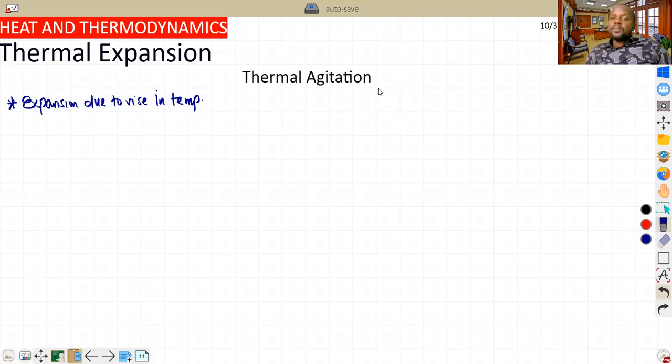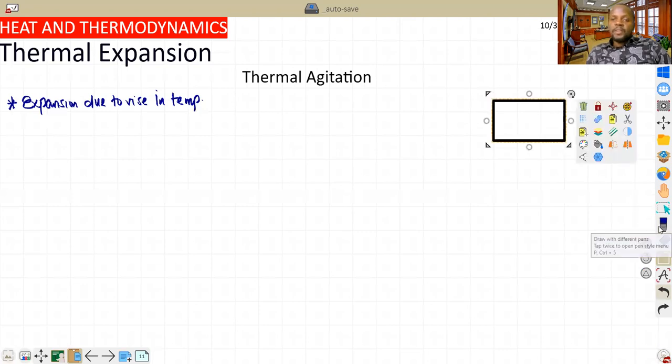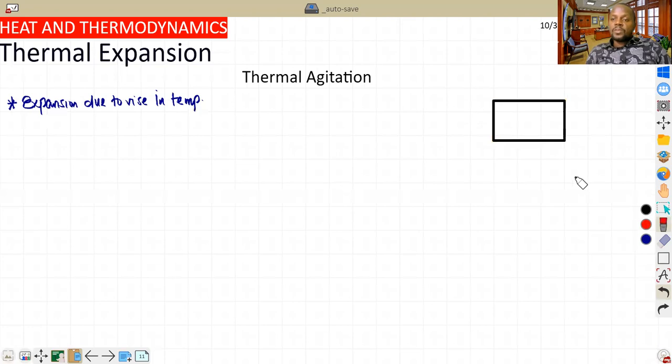Now, when we talk about thermal expansivity or thermal expansion, which you have studied before, we also talk about an important process we call thermal agitation. To understand thermal agitation, we can take a particular solid. We have learned from our chemistry classes that solid substances are arranged in a particular pattern, which forms a lattice arrangement, which I believe we have all studied.